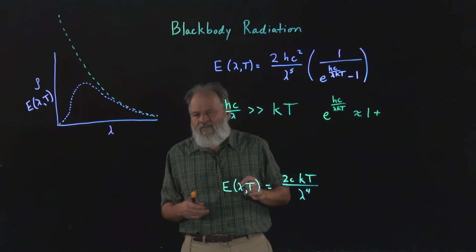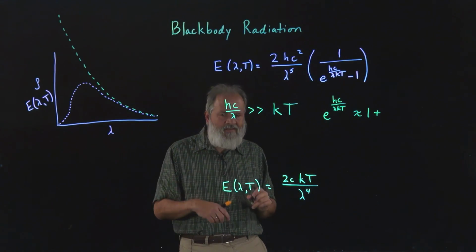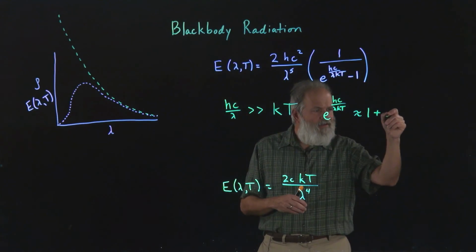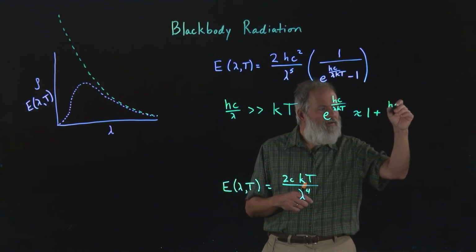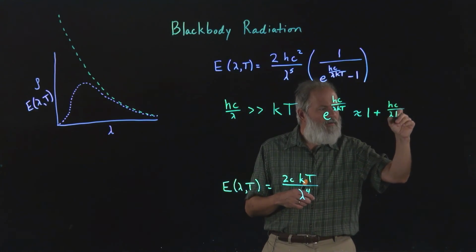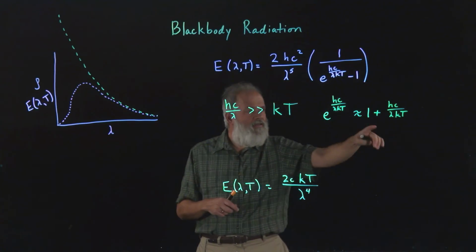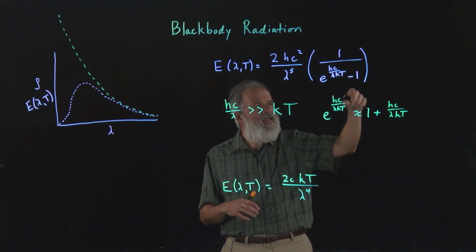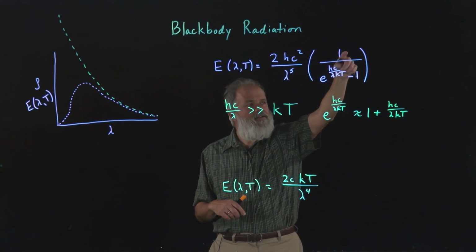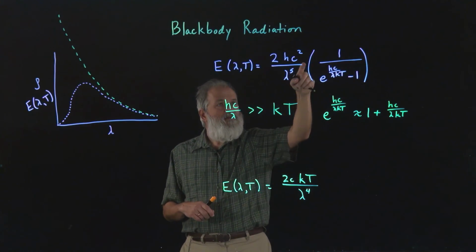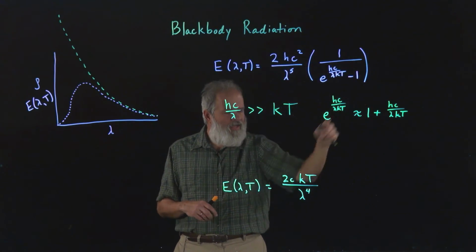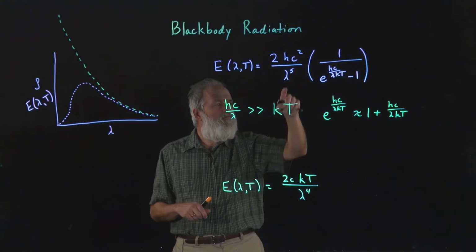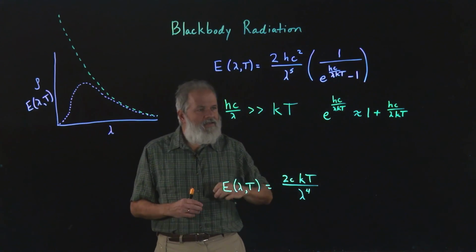So the Taylor series expansion of an exponential is 1 plus x plus x squared over 2 factorial and so on. Well, if x is very small, then it's just the leading term, the exponent. If we plug this into here, you can see that the 1 subtracts, and that we get hc over lambda kT in the denominator, which means you get lambda kT over hc, and so you can see that the hc squared divided by hc is going to give us just c. This kT appears here, and this lambda to the fifth, and then the lambda to the first gives you lambda to the fourth.